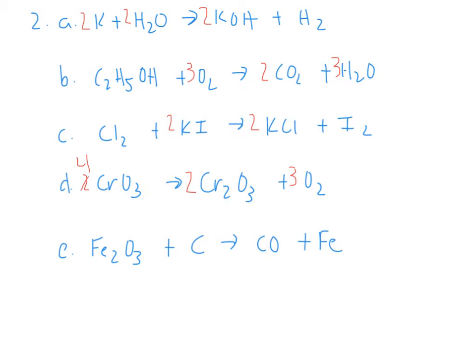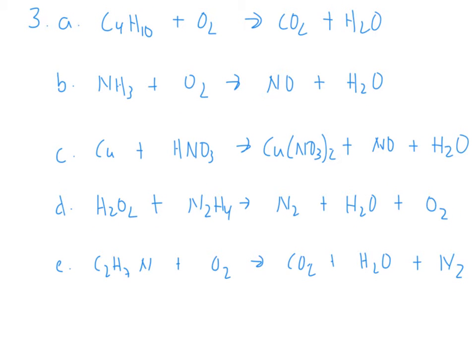And then the last one, Fe2O3. If I put the 2 in front of the Fe, that means I need a 3 in front of the CO, which leaves me with a 3 here. So again, pretty easy set of equations to balance by inspection. Question number 3 wants you to balance 5 more equations using inspection.